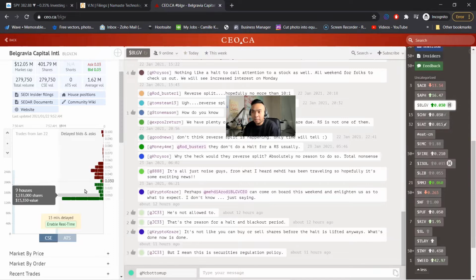So this green means that people are wanting to buy, and red means that people are wanting to sell, right? And you can see here that at 3 cents, there's 19 houses and also 1.3 million shares, and its value of 40,000, right? So you can see TD, Scotiabank, more TD, CIBC, all that stuff. So those are the houses.